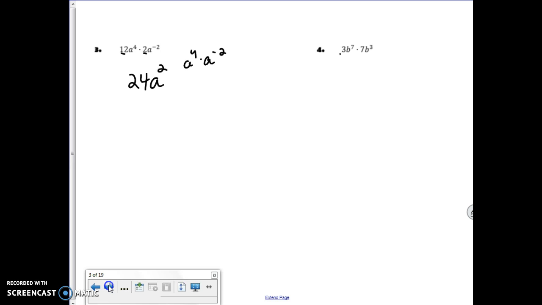Next one. 3 times 7. Look at the numbers first. 3 times 7 is 21. Same thing. We're just multiplying here. That's what this little dot means. So I'm going to add my exponents together. So I would get b to the 10th power. Pause the video if you need to stop and record anything down on your own sheet.